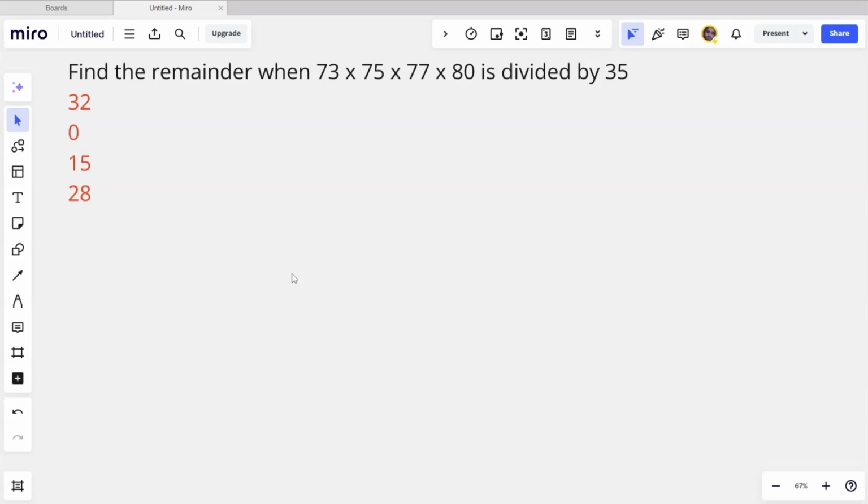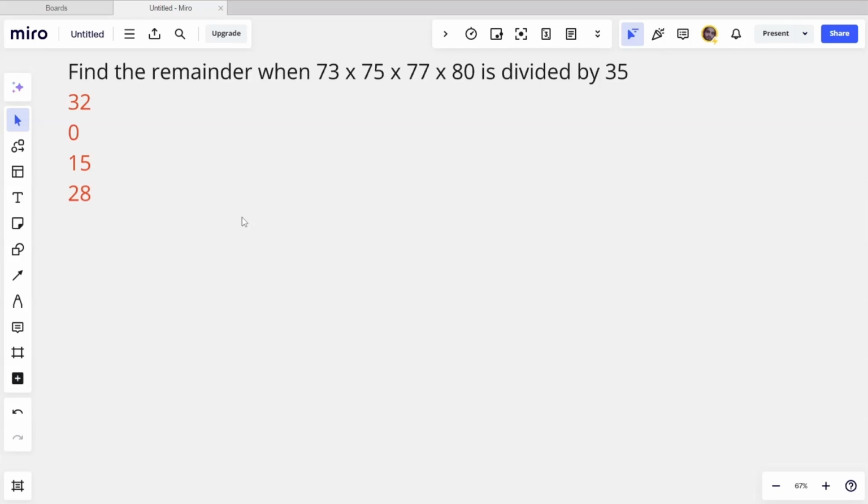So as you can see, this is our question. Find the remainder when 73 into 75 into 77 into 80 is divided by 35. We have two ways to solve this question. The first one is to use conventional math, and the second one is to use aptitude concepts.